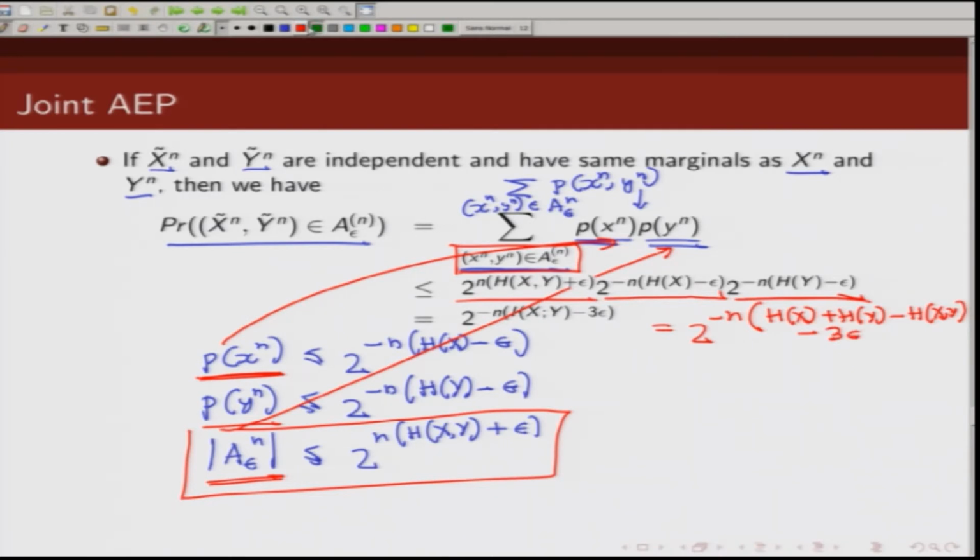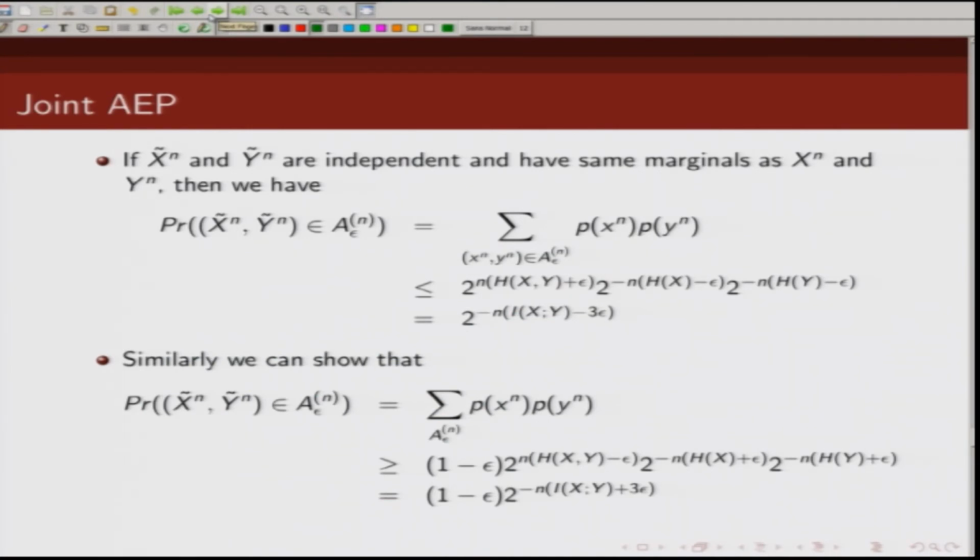Now this particular term, h of x plus h of y minus h of xy, is nothing but the mutual information between x and y. So we plug that in here, and we get this third property, which says that if x^n tilde and y^n tilde are independent and have the same marginals as x^n and y^n, then the probability that they are jointly typical is less than 2 raised to the power minus n times (mutual information between x and y minus 3 epsilon).